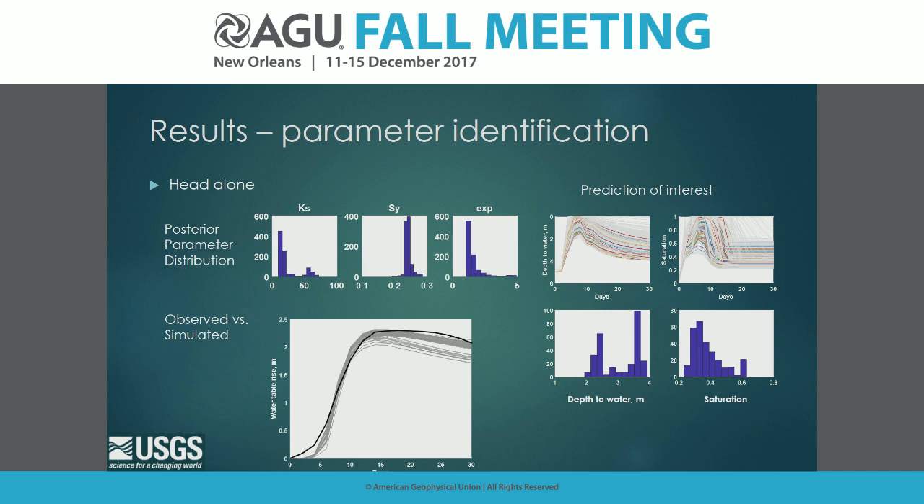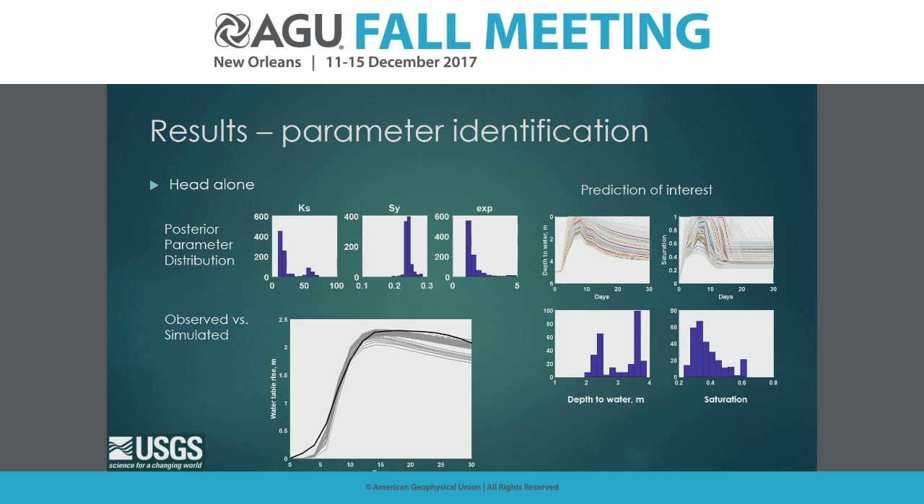We get this weird bimodal saturated conductivity behavior. Specific yield is essentially the same as gravity. And the Brooks-Corey exponent is actually on the opposite edge of its range. The observed, in dark black, versus the simulated is a reasonable fit. And this bimodal distribution is really reflected in the predicted depth to water.